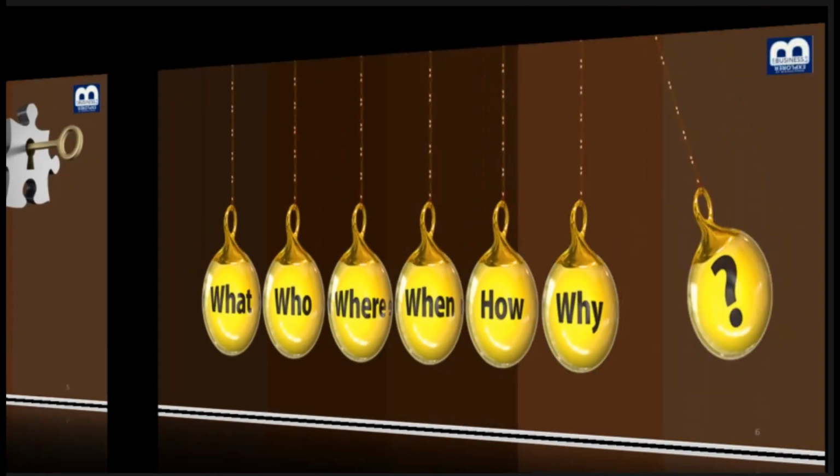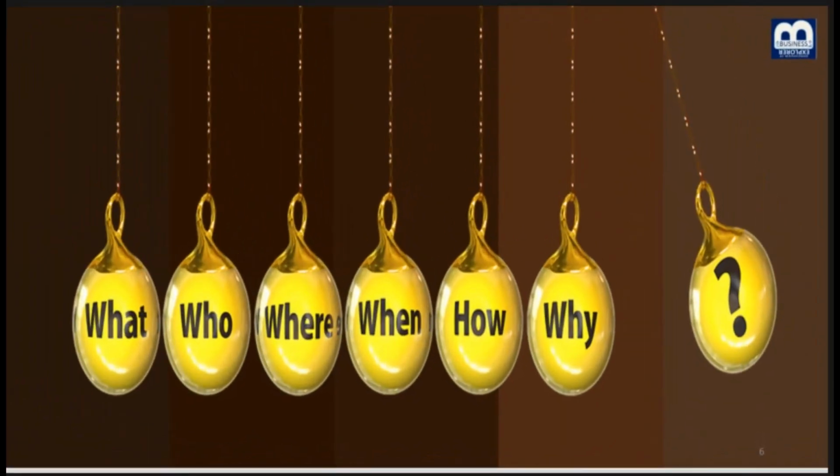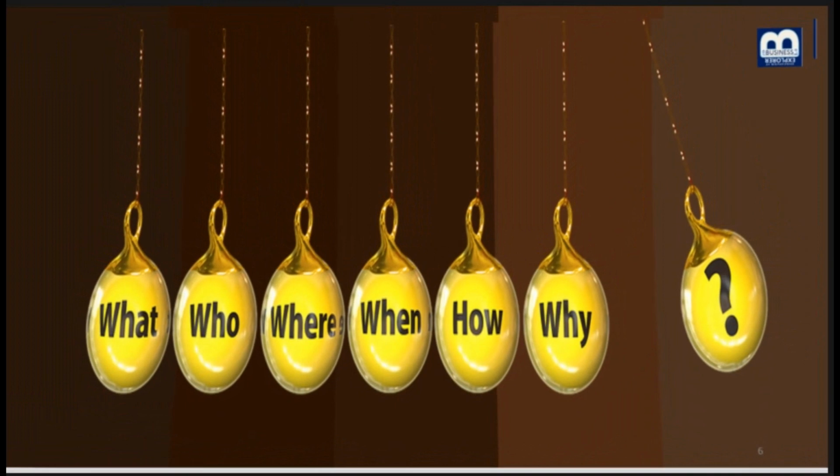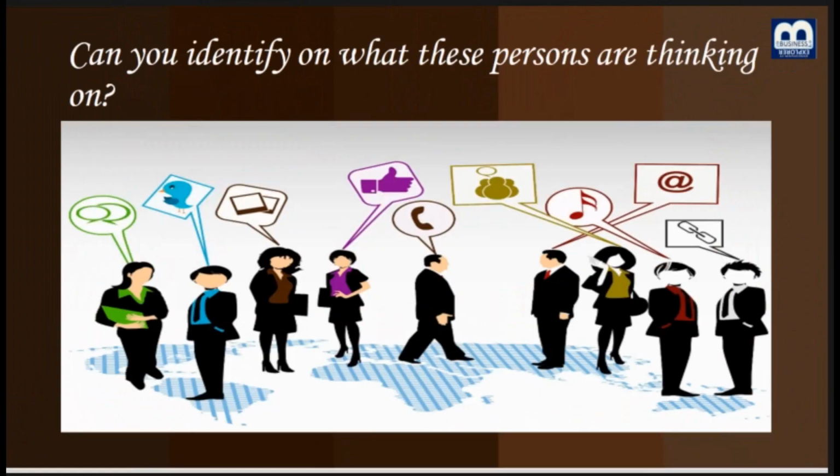Now it's time for us to check how your IQ is going to help you in setting your thoughts and exploring your perspectives. Let's have a look onto an image. Can you identify on what these persons are thinking on? Some of them is thinking on sending an email. Some of them is thinking to share something on OneDrive. Some of them is thinking to like someone's information. Someone is thinking to make a call. Someone is thinking to link. Someone is thinking on Twitter. Someone is thinking on messaging someone.